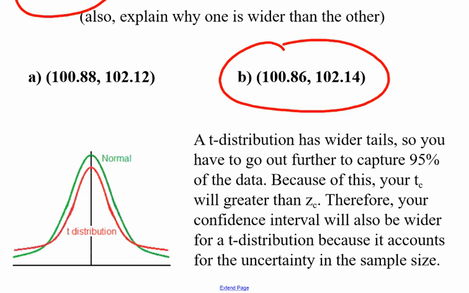That was the whole idea, that it's better when we have smaller samples. So you have to go further out to capture 95% of the data because its tails are a little bit wider. Because of this, your t critical will be greater than your z critical, and your confidence interval will be a little bit wider as well. So that was the whole idea of a t distribution, that it was developed to be more representative of the normal distribution, and the normal was assuming you knew things that you didn't.